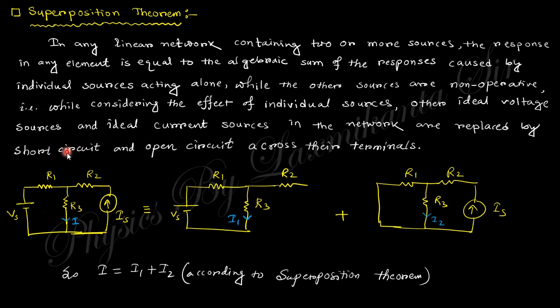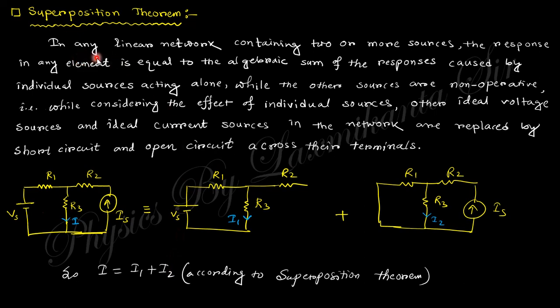What do you mean by superposition theorem? If you have more than one source in the network, this can be a voltage source or a current source, then the individual effects will be added up when they are all present. Suppose you have two sources, and if you take these two separately, the voltage source here and only the current source here, and add these two, you will get the same result.